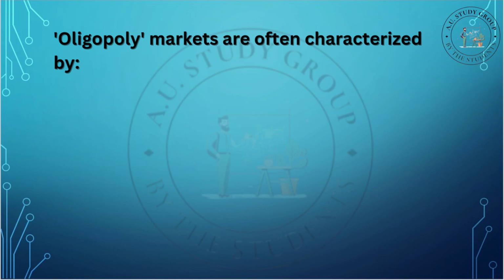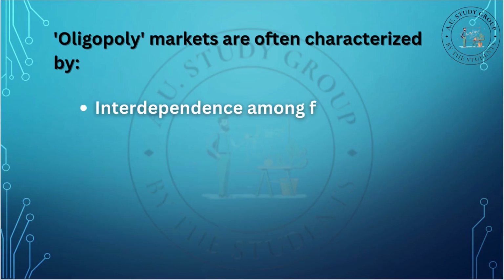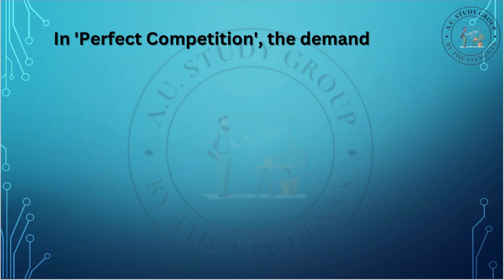Okay, let's look at another one. Oligopoly markets are often characterized by what? A large number of sellers, interdependence among firms, absence of barriers to entry, homogeneous products. What is the characteristic of oligopoly market? Perfect, you are right. Interdependence among firms.